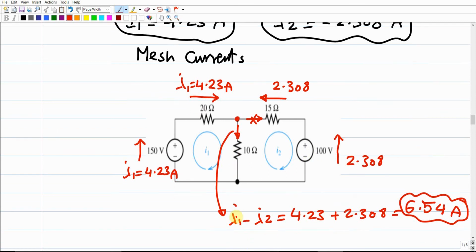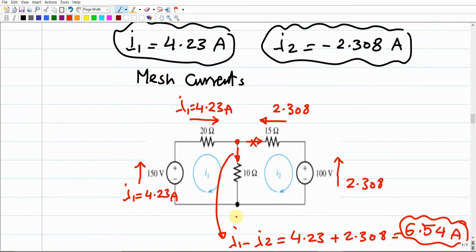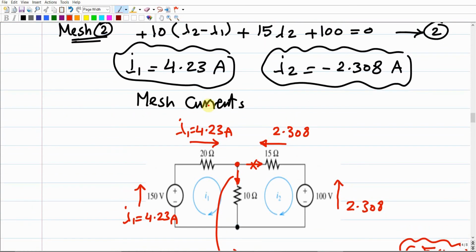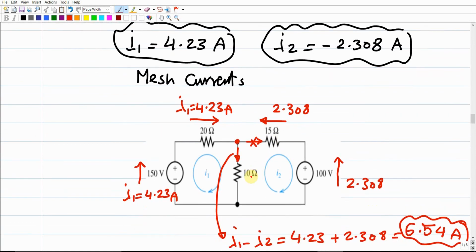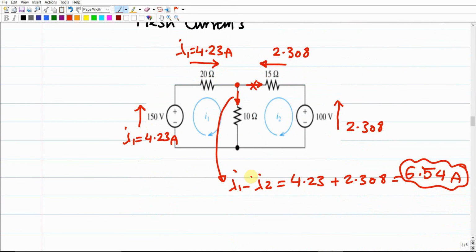Make sense? So this is the method. We come up with the mesh currents, then we can do some simple calculations to identify the currents over all of these different branches of the electrical circuit.